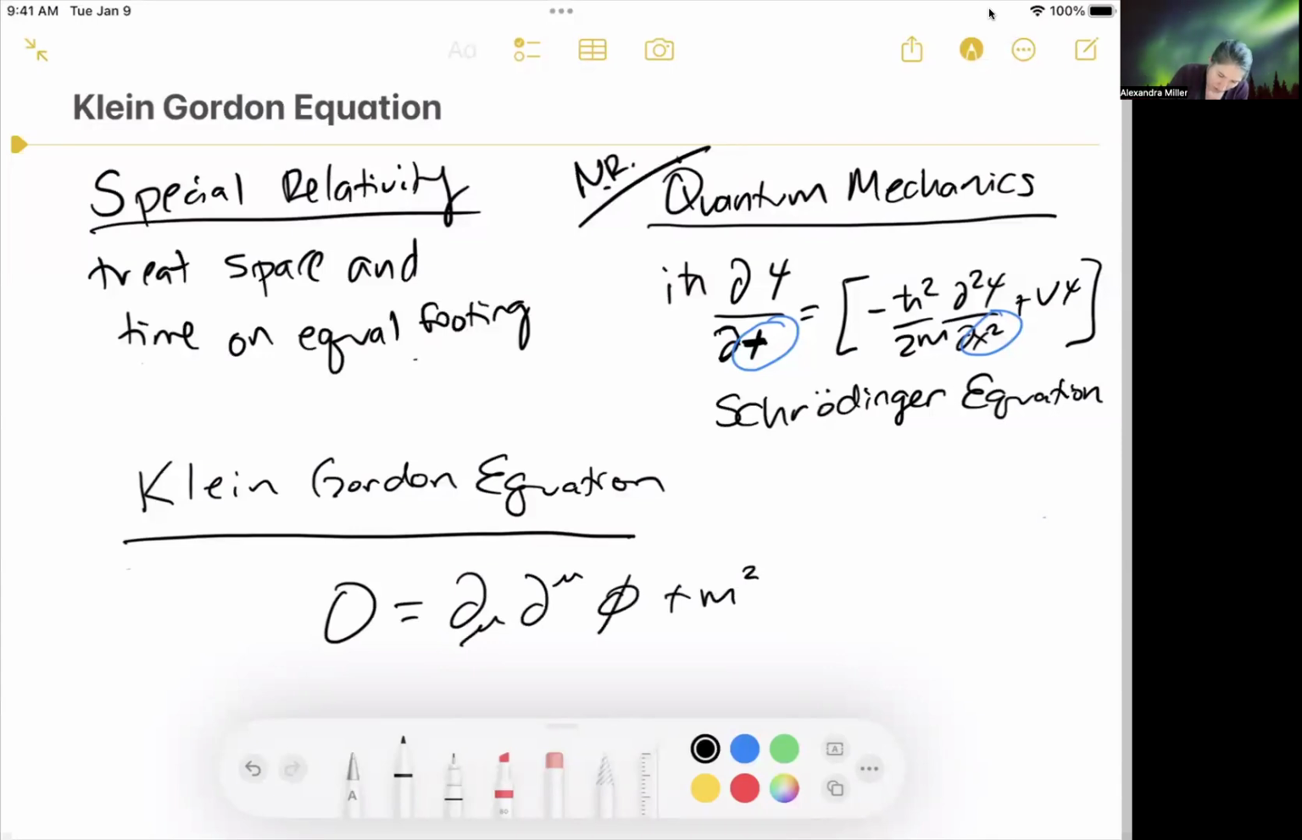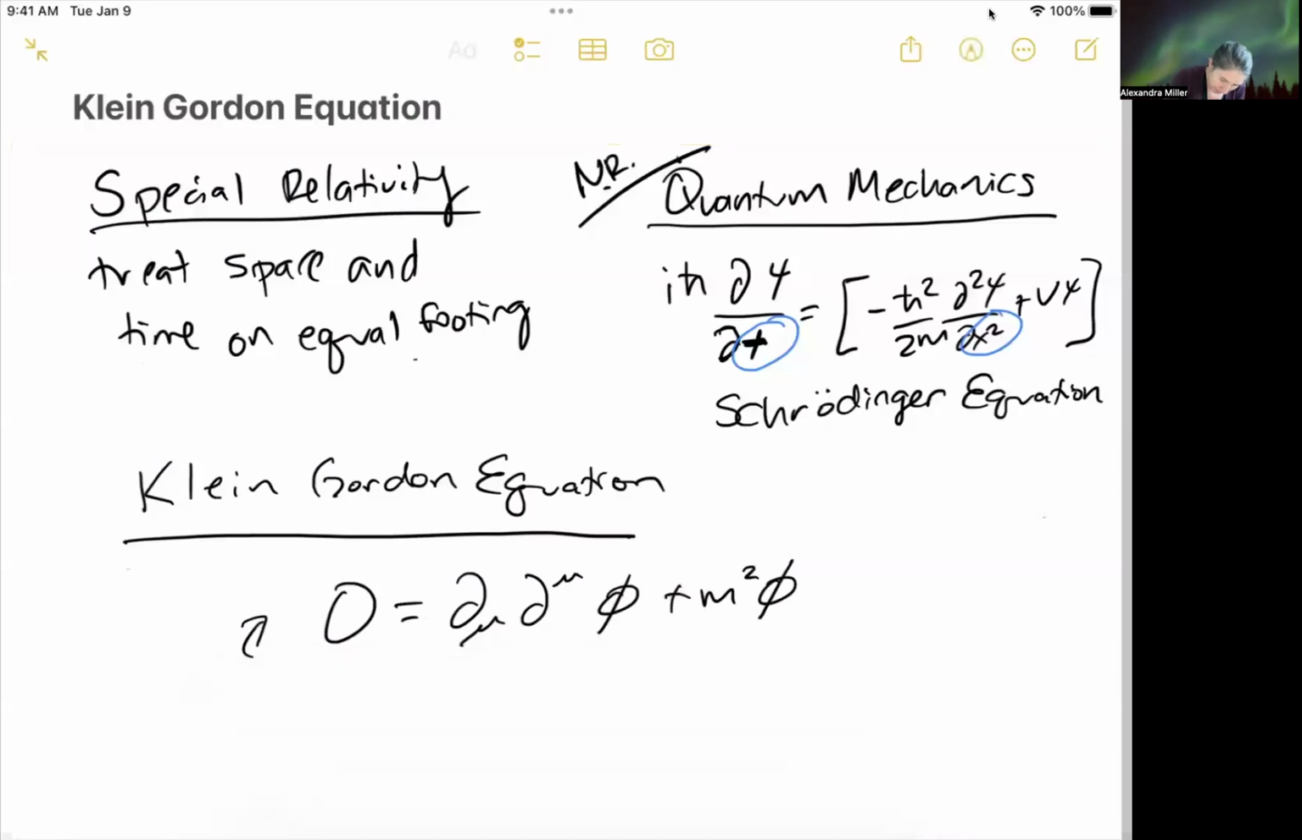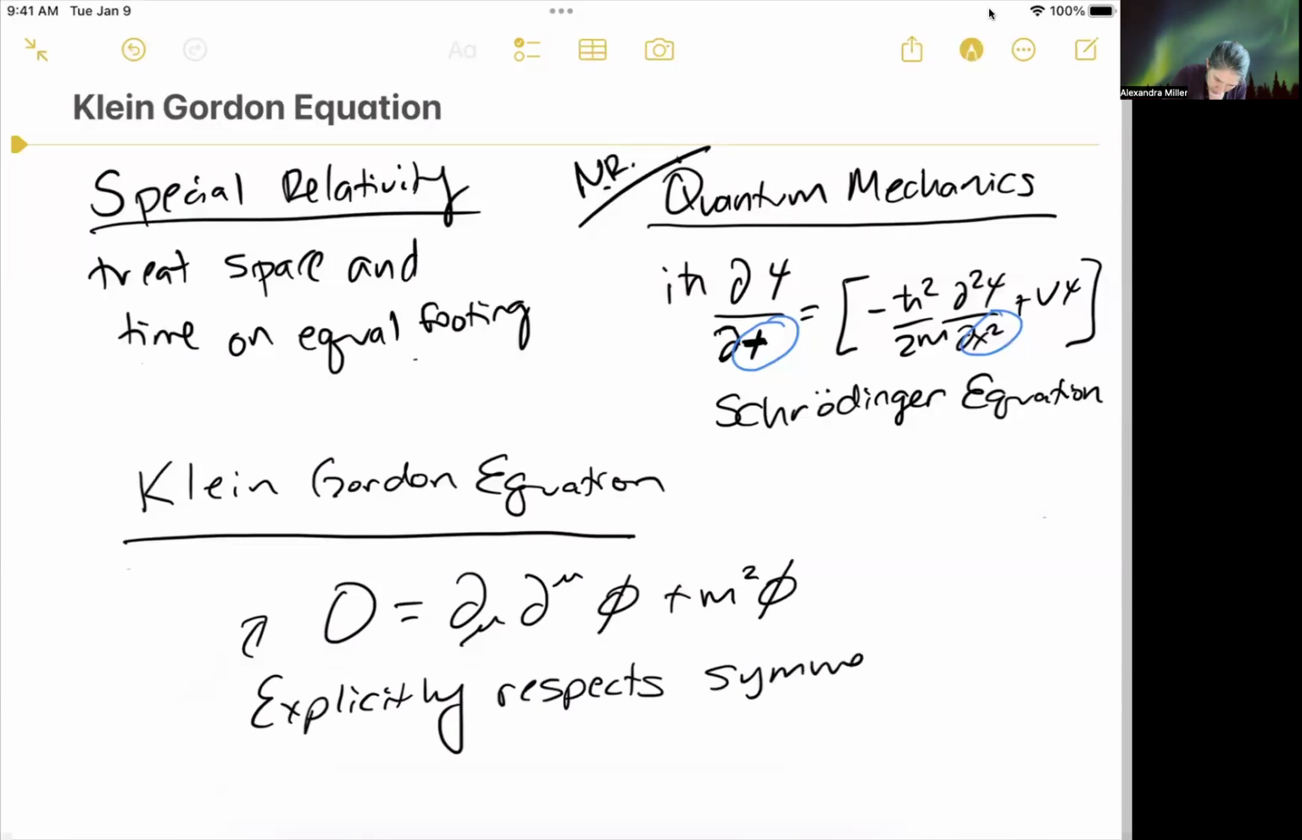That's just sort of trying to motivate this equation, where we see that whenever you have a Lorentz scalar, which is to say all your Lorentz indices are contracted and there are no free indices, then we know this is something that's going to respect the symmetries of special relativity. So this explicitly respects the symmetries of special relativity.